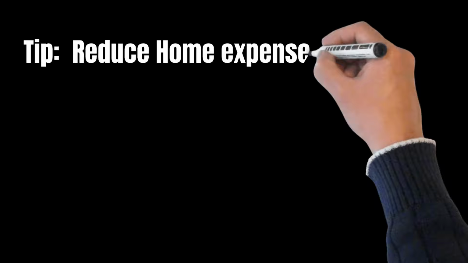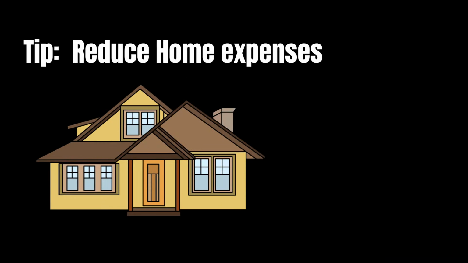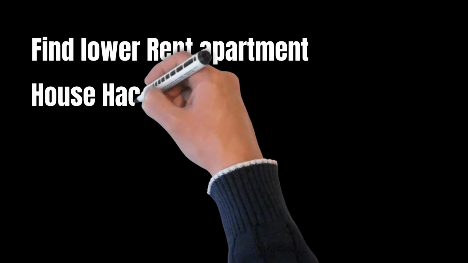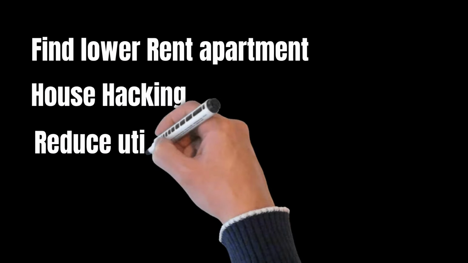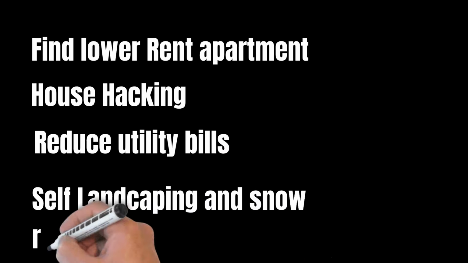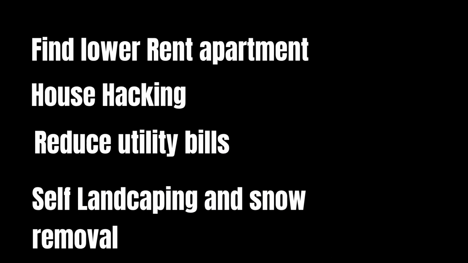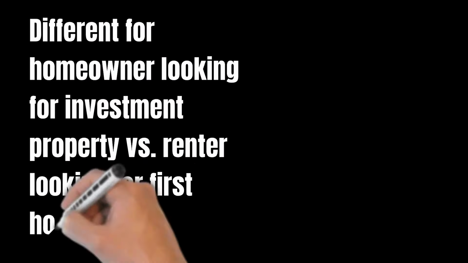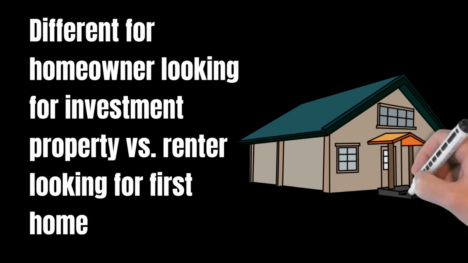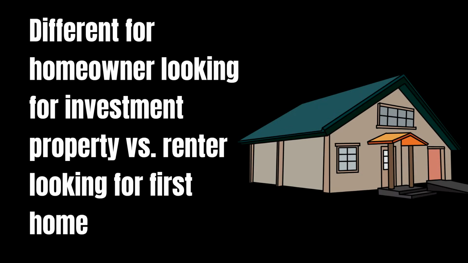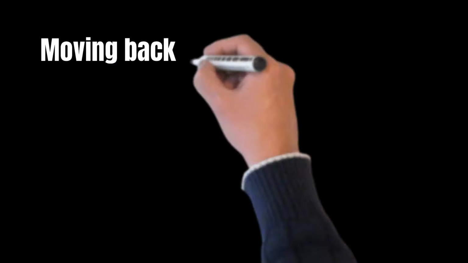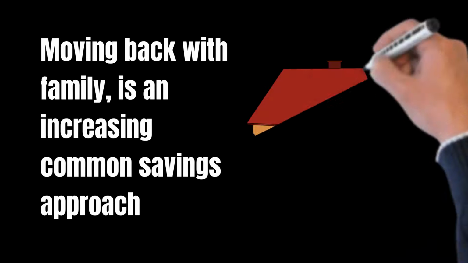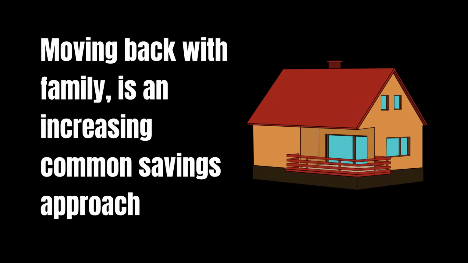Reduce your home expenses. Some examples include, reduce your rent by moving into a smaller or more cost-effective apartment. Consider house hacking. Reducing your utility bills and do-it-yourself projects. Or managing your own landscaping and snow removal. This is going to be different if you already own a home and want to buy an investment property versus currently renting and looking to buy your first home. If you're looking to buy your first house, moving back with family for a few months is another increasingly common way people save extra money.